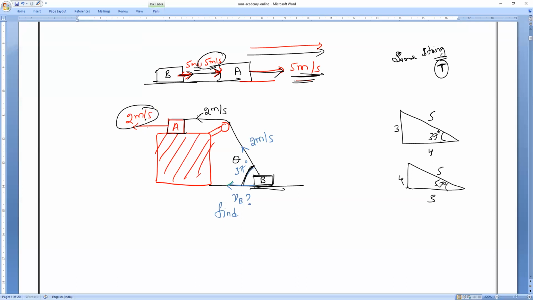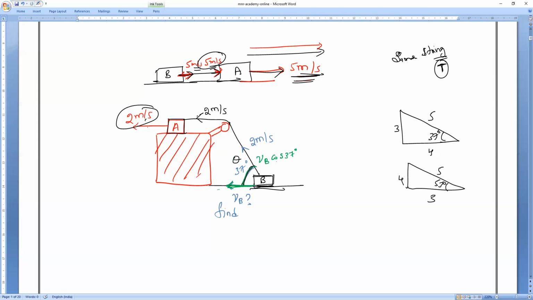Now we want to find what is the velocity of B in this direction. That is what we have to find. As it is making theta, and if you imagine it like a resultant, here is the theta. So here what will happen, everybody? VB cos 37. Am I right or wrong? All of you? Yes, sir.